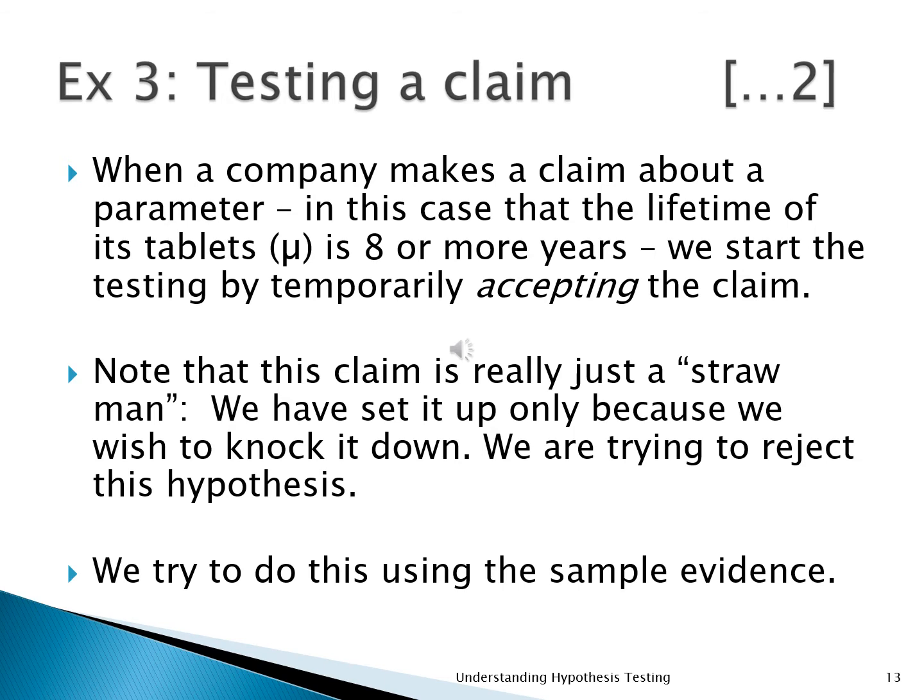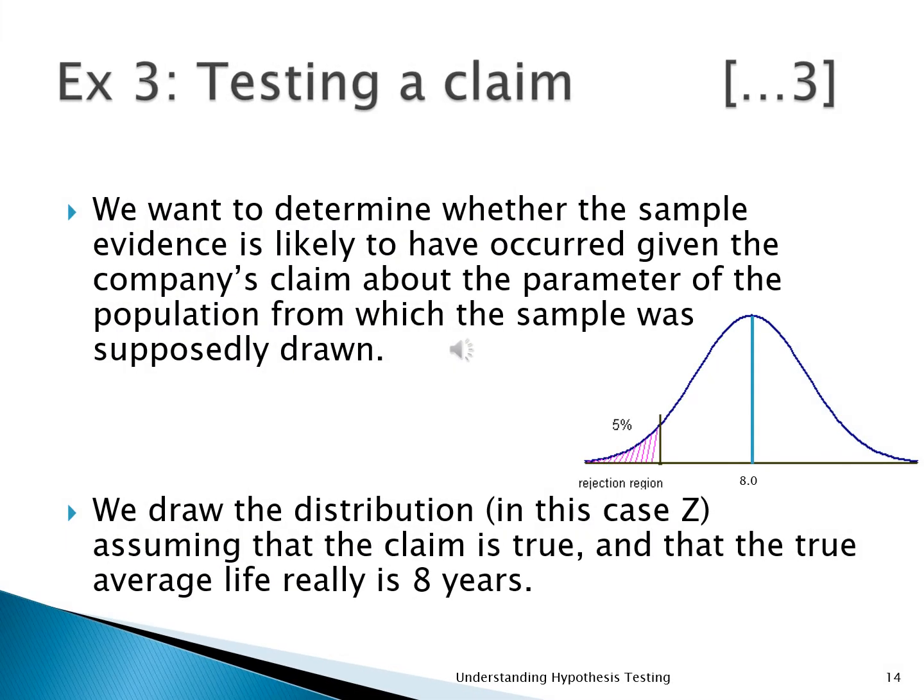Now, how do we shoot it down? We're going to look at the sample evidence and see if the sample evidence supports this claim. In a sense, what we're doing is we draw the Z distribution, with our straw man there, where the center, notice the center, the mean, median, mode, the center of the distribution is 8, because that's the straw man. We said, okay, you claimed it's 8 years or more, so we're using your 8, and now we have a rejection region, which has only a 5% chance of happening.